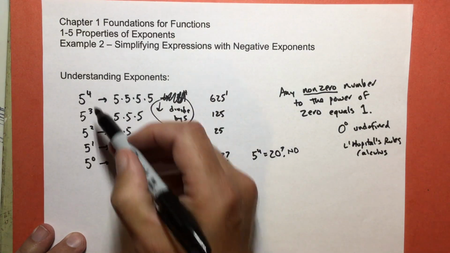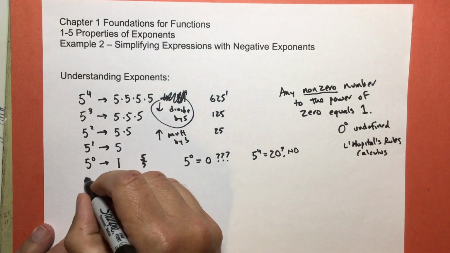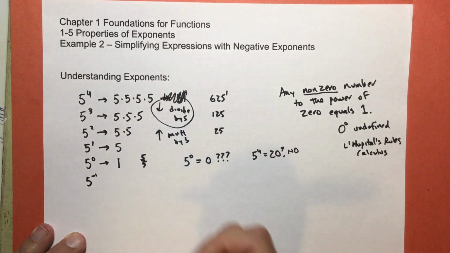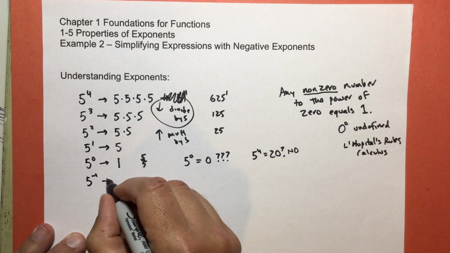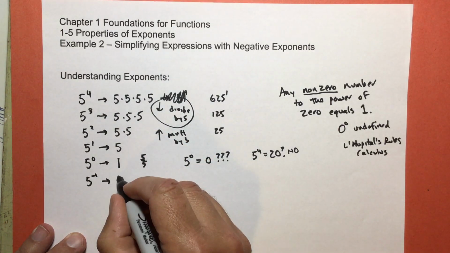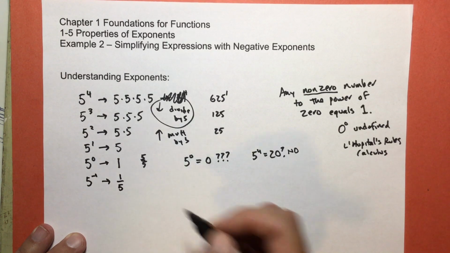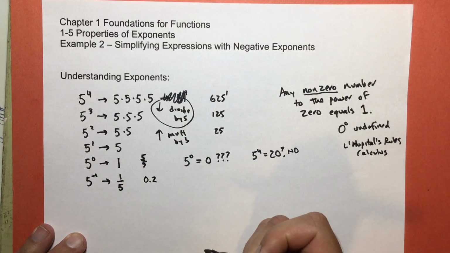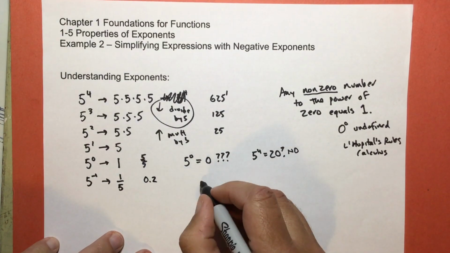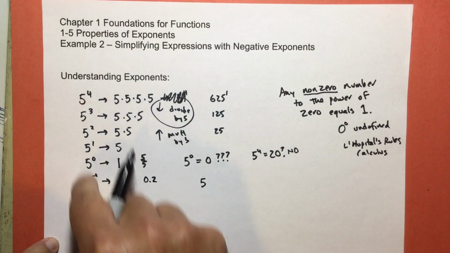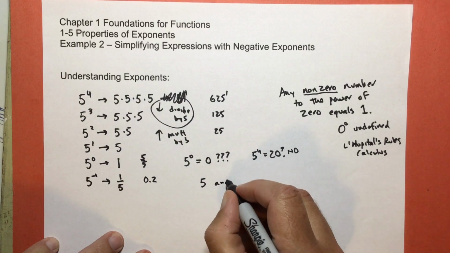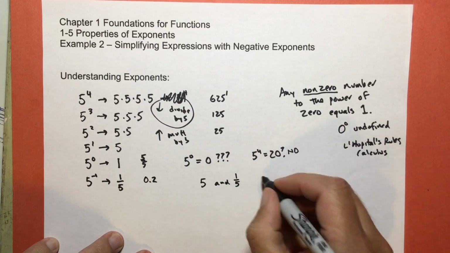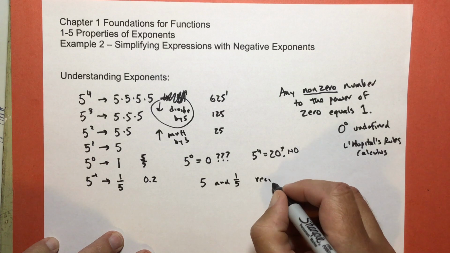What if I keep going? 4, 3, 2, 1, 0. What about 5 to the negative 1 power? Well, remember, I'm still dividing by 5, so I get 1 divided by 5. As a decimal, this is 0.2. Now check this out. 5, which is the base I'm using, and 1/5 are reciprocals.